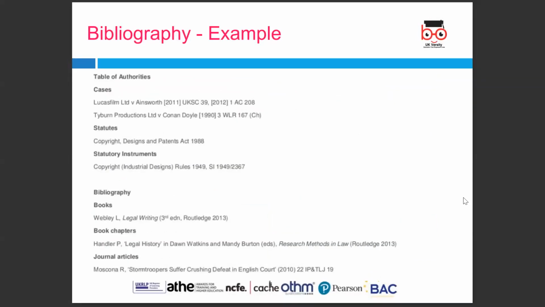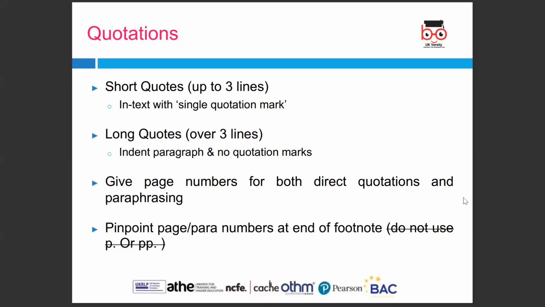Bibliography, another example. The table of authorities is a list of all the cases fully cited, statutes with the dates, and statutory instruments with the dates and the sections. As for the bibliography, the way it is done depends on what you are expected to use, the Harvard system or the numerical system, and this is how a bibliography would look, an example of it.